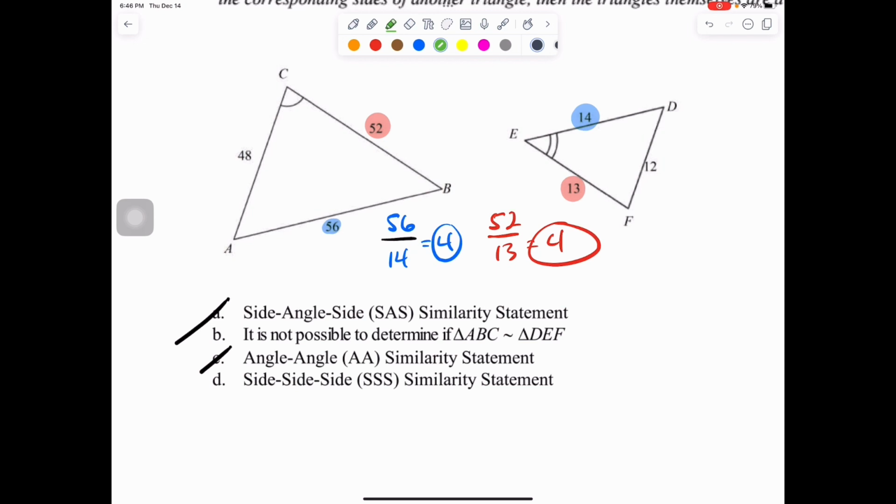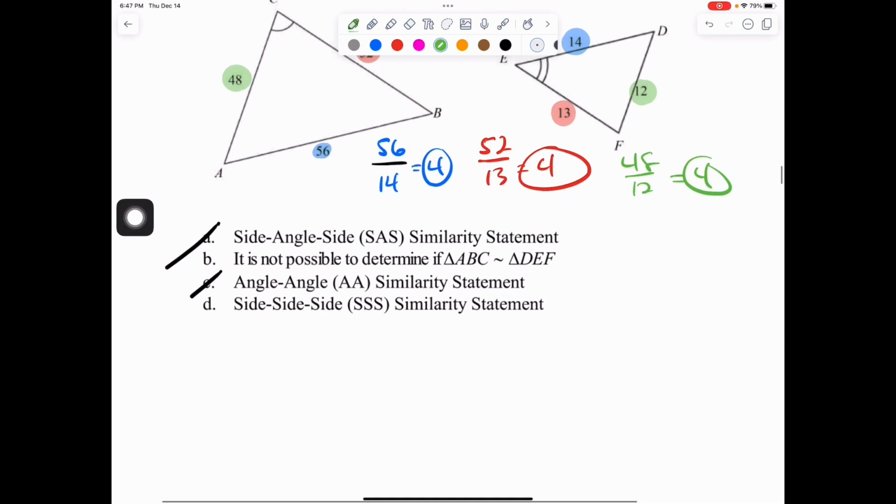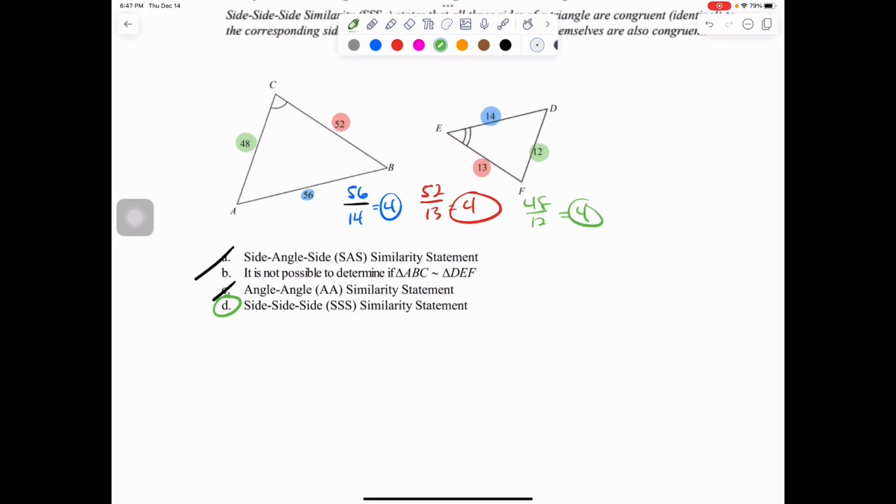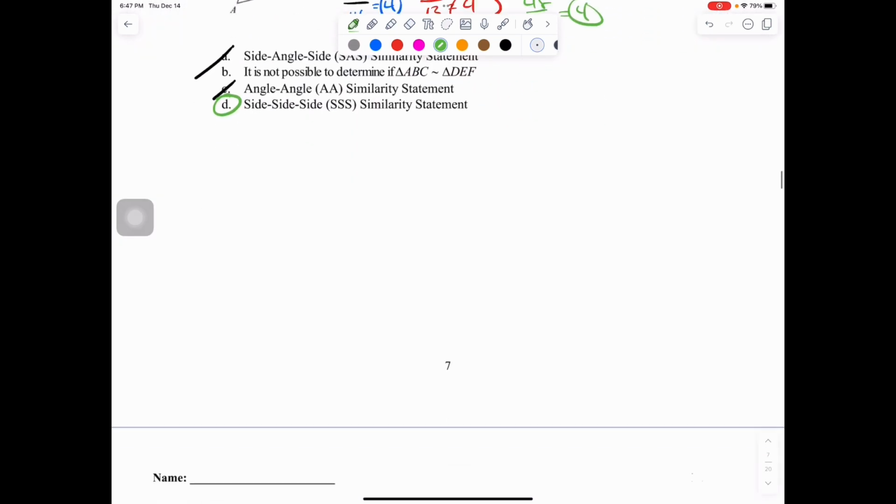We will do that one more time with 48 and 12. And yes, 48 over 12 is equal to 4. This is proving that all three sides are proportional, and again, sharing that same scale factor. Circle D, side, side, side is your answer choice. But guys, take what it's giving you, apply what you know.